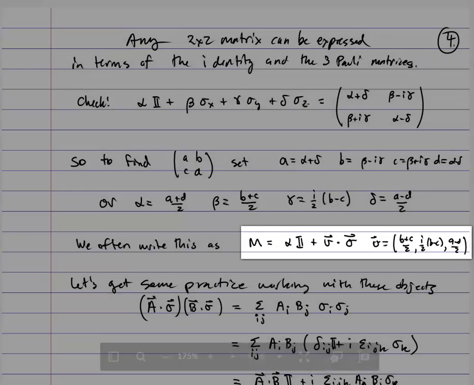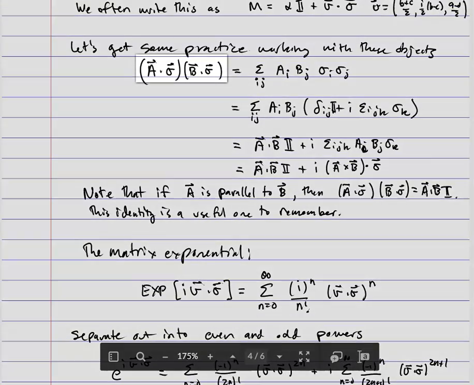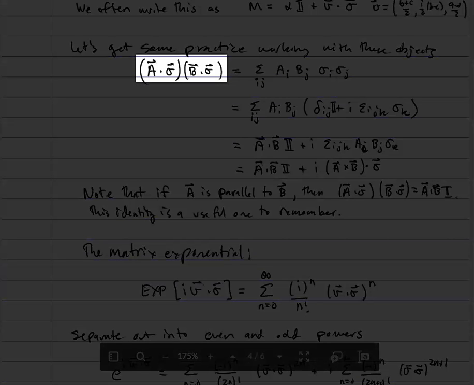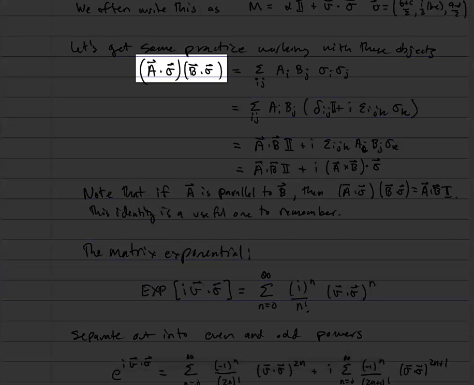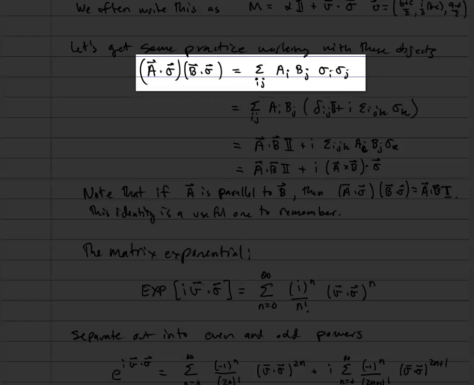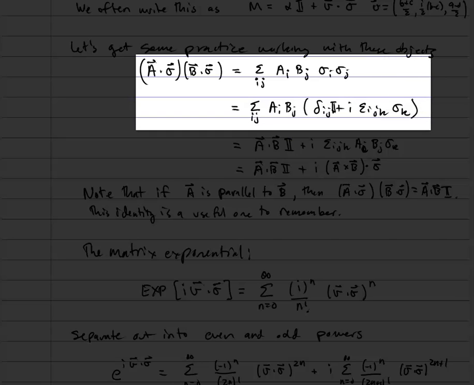All right, so let's get some practice working with these objects. Let's look at the product a dot sigma, b dot sigma. We're going to write it out in terms of its coefficients. a dot sigma is the sum over i, a_i sigma_i. b dot sigma is the sum over j, b_j sigma_j. I move the coefficients a_i and b_j off to the left because they're numbers. I can then use my product formula for sigma_i sigma_j. It's delta_ij times the identity matrix plus i epsilon_ijk times sigma_k.